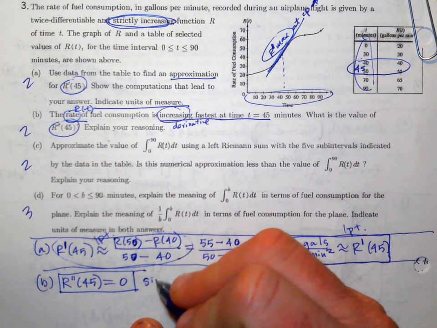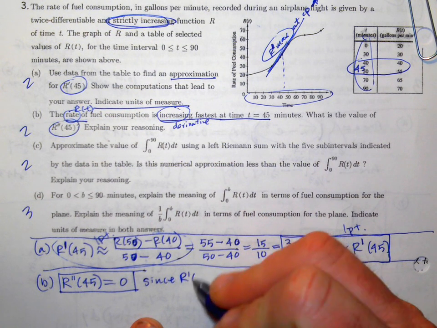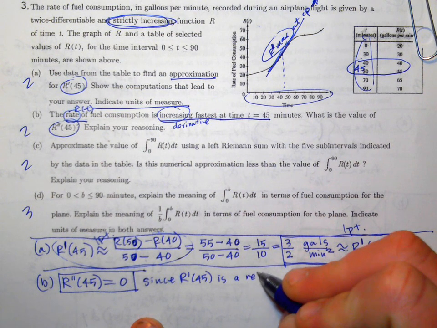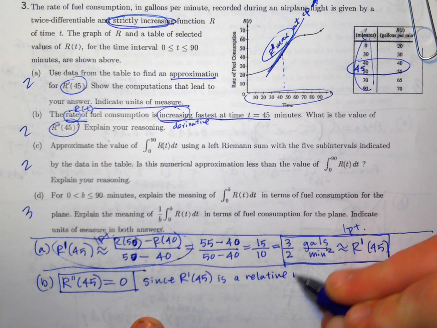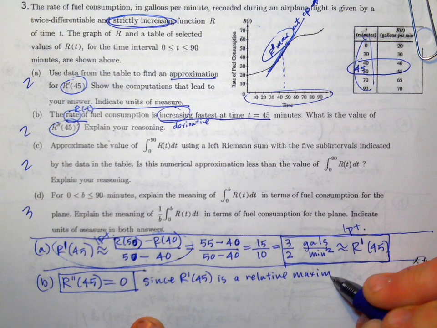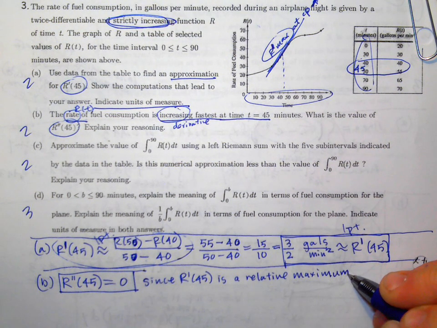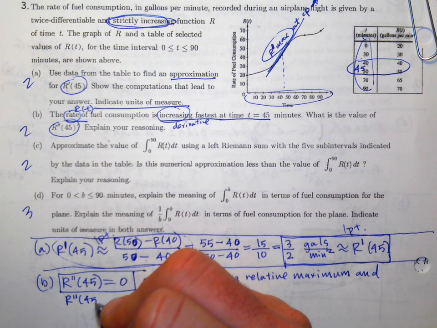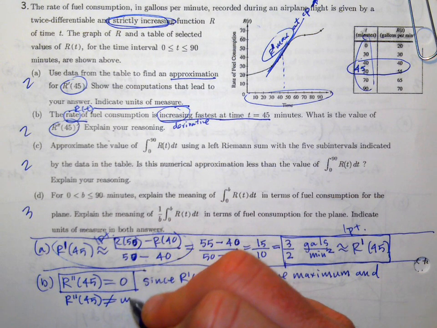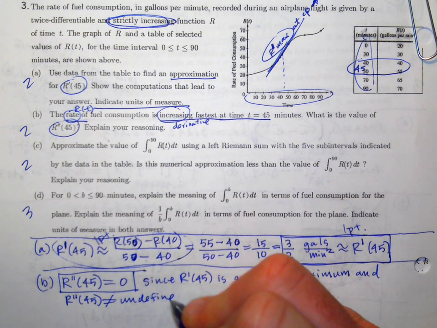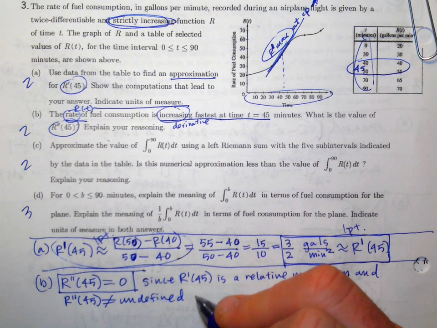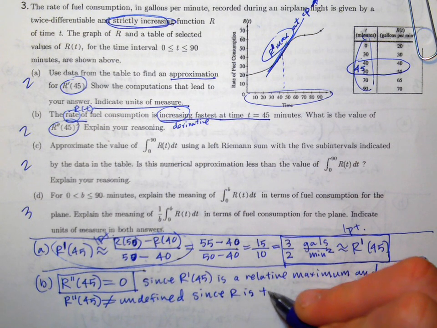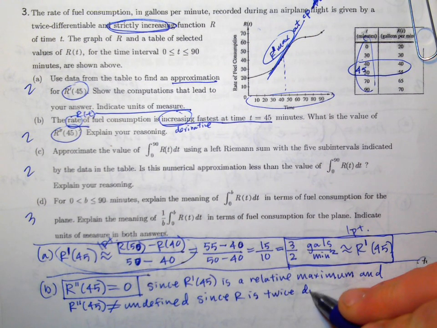And you need to explain it since r prime 45 is a relative maximum, and r double prime 45 cannot be undefined. So we got to rule that out because critically it could be undefined or 0. Why can't it be undefined? Since r is twice differentiable.